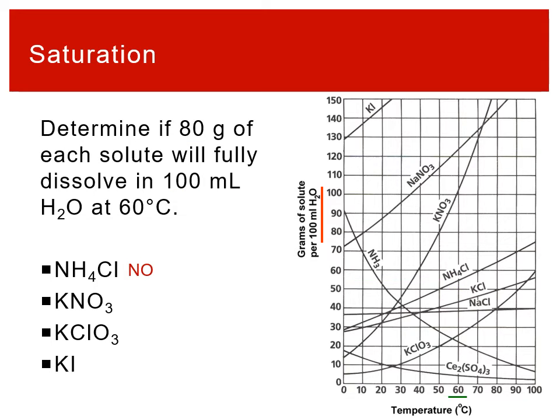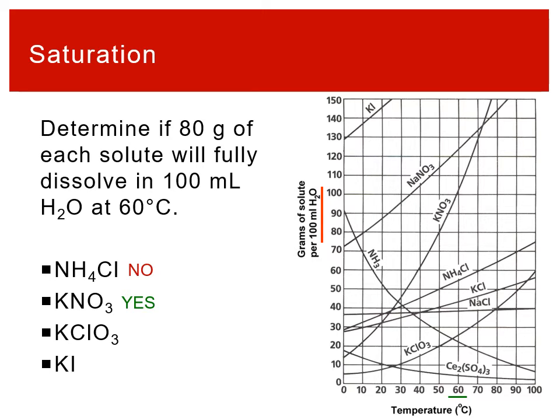If we move to potassium nitrate, we're still at 60 degrees Celsius, but now we're on a new line. We're on potassium nitrate. We can trace that over. At 60 degrees Celsius, you can dissolve 100 grams of potassium nitrate. That is greater than 80, so yes, all 80 grams of your potassium nitrate will dissolve, and you could keep going.